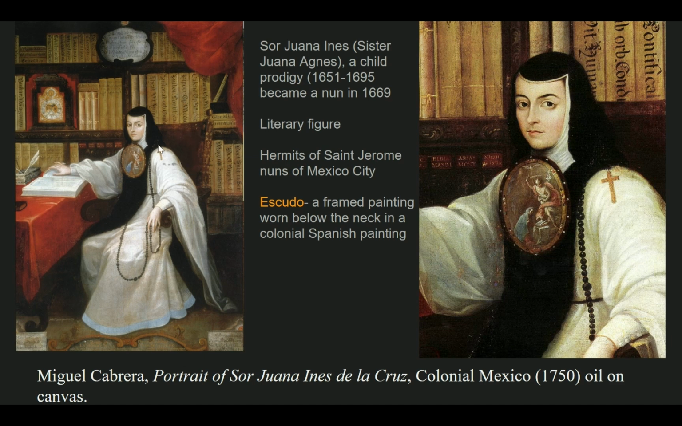And so we have our established art schools here. We have our depiction of different textures, etc. One unique item that is particular to colonial Mexico is this escudo. It's this framed painting worn below the neck, and it's really only seen in these colonial Spanish paintings. And we have this Christian imagery depicted here with the Virgin Mary before the angel, likely the Annunciation.